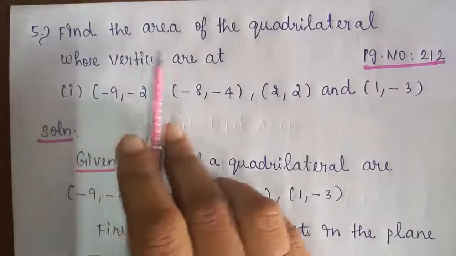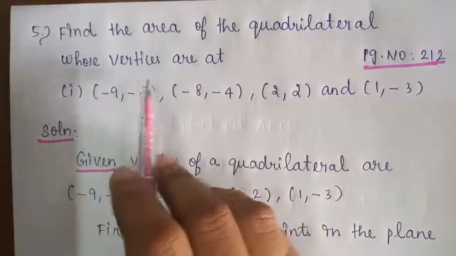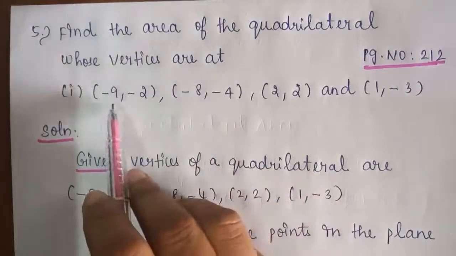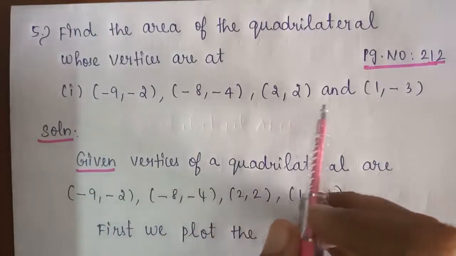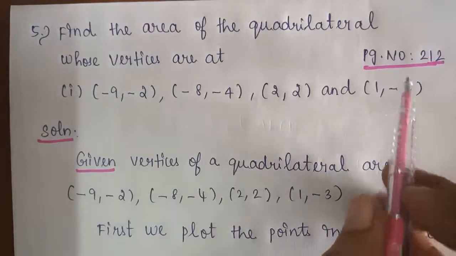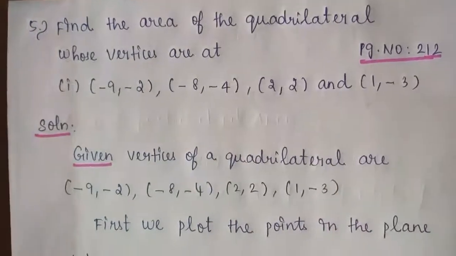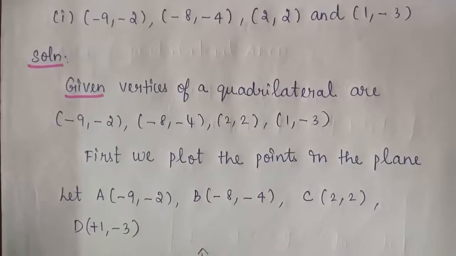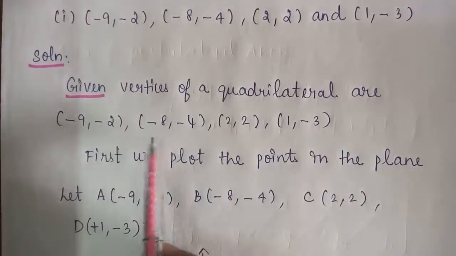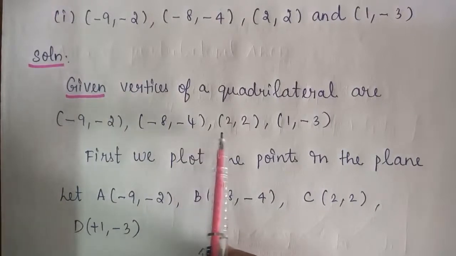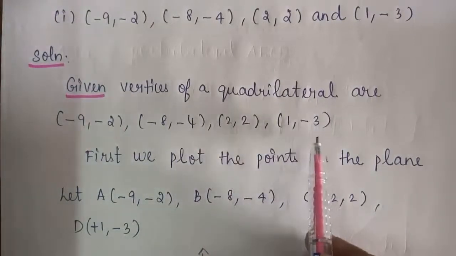Problem number 5. Find the area of the quadrilateral whose vertices are at (-9, -2), (-8, -4), (2, 2) and (1, -3), which is in page number 212. So solution: given vertices of a quadrilateral are (-9, -2), (-8, -4), (2, 2), (1, -3).